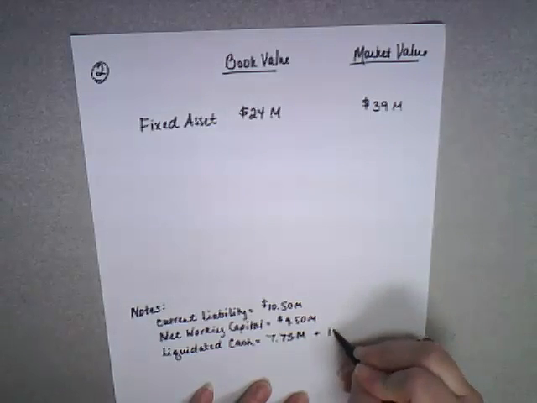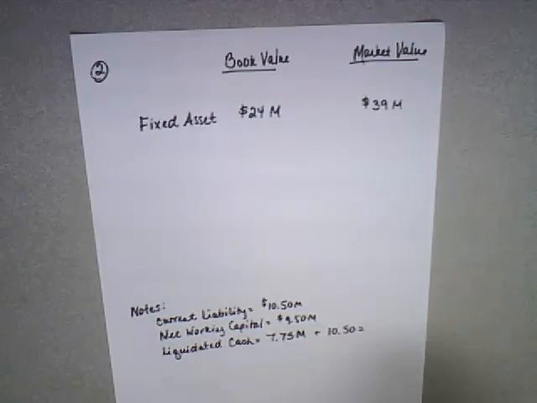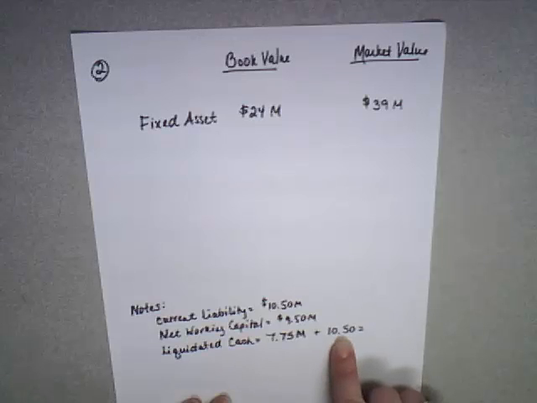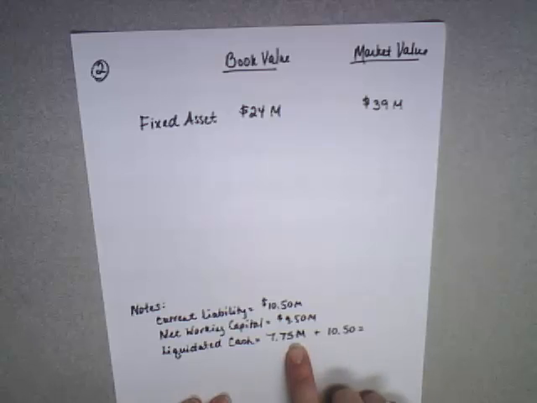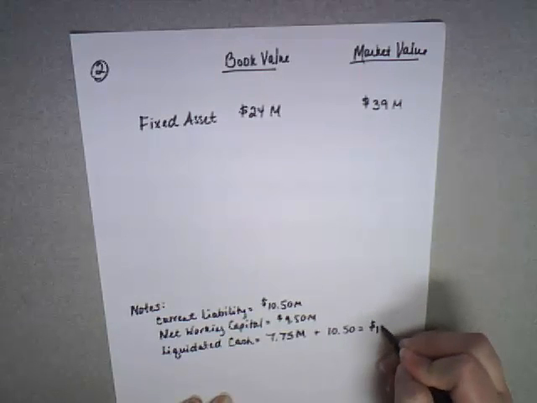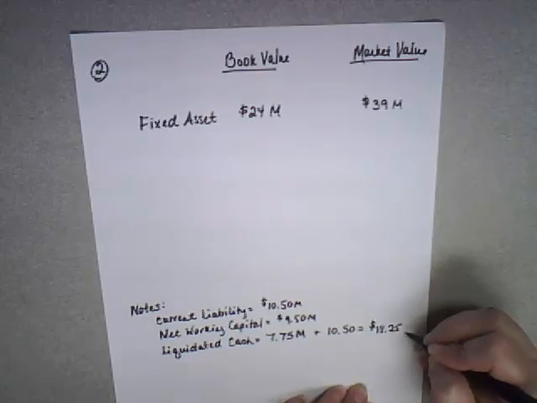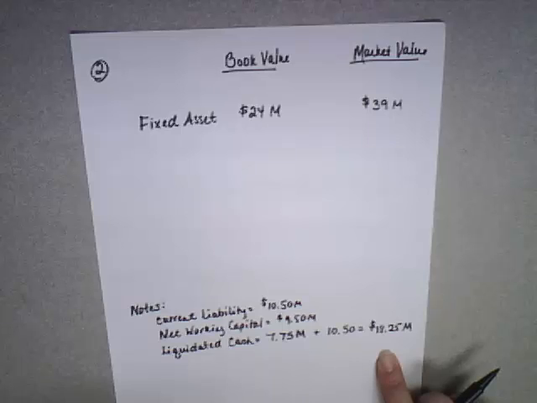Okay, now I'm going to add that right here, and let me tell you why. This is almost like selling a home, in that you know that you have to pay the debt off, and that current liability amount is 10.50, and then you're going to have 7.75 left over to put in your pocket. So if we take that 10.50 and we add it to the 7.75 million, we get 18.25 million, which is basically a liquidated cash value.